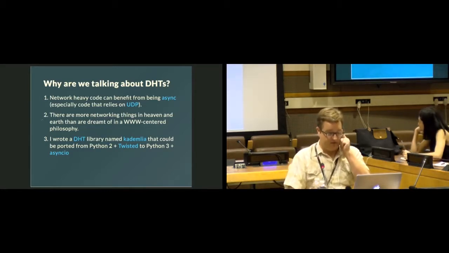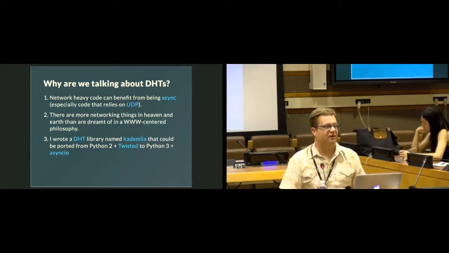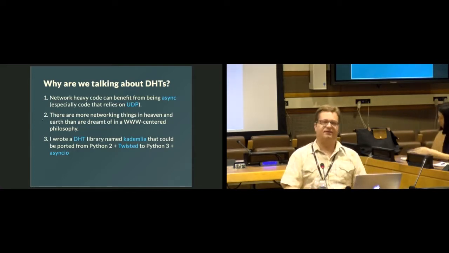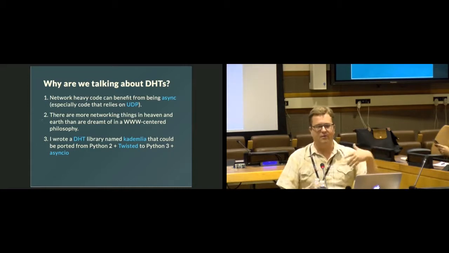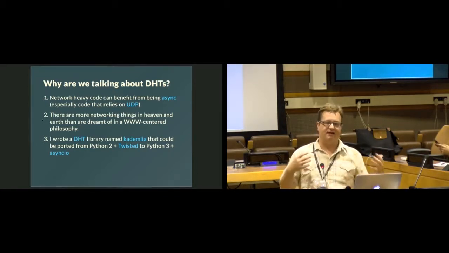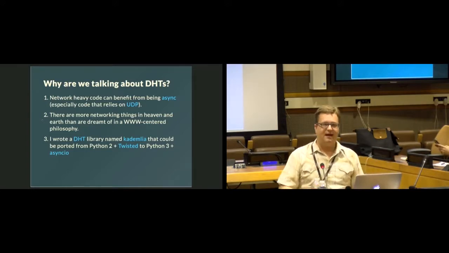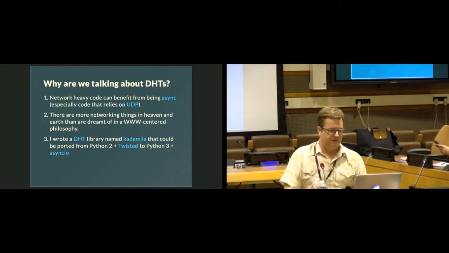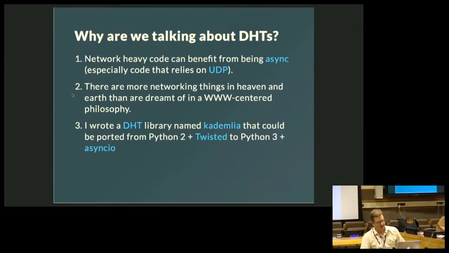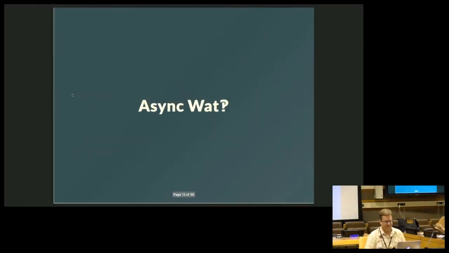There are more networking things in heaven and earth than are dreamt of in a WWW-centered philosophy. When we talk about networking at these types of conferences, it's typically web. You're talking about HTTP, or you're talking about contacting a database. I think it's important to remember that there are lots of things that use different types of networking, and DHTs are one example that use a very special case with UDP. And then finally, I wrote a DHT library named Kademlia that could be ported from Python 2 and Twisted to Python 3 and async IO, so I figured that could be a good talk. I actually proposed the talk before I even knew anything about async IO, which was dangerous, but it ended up working out in the end because it was pretty easy.